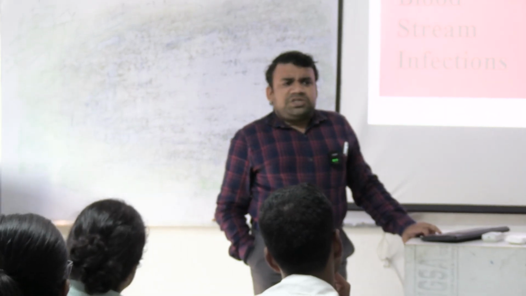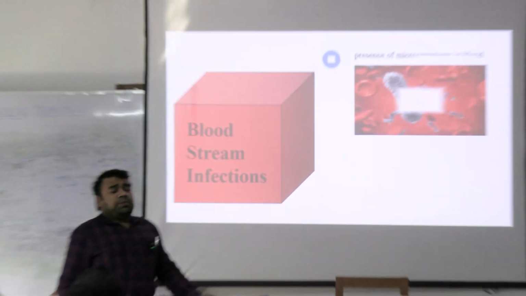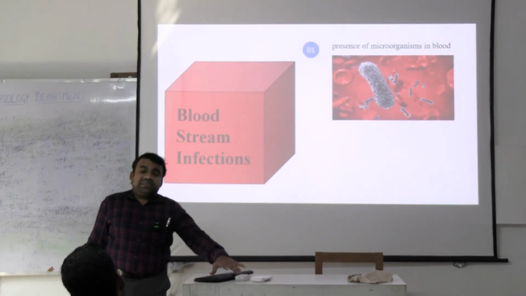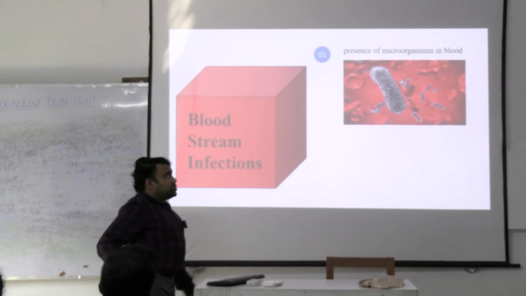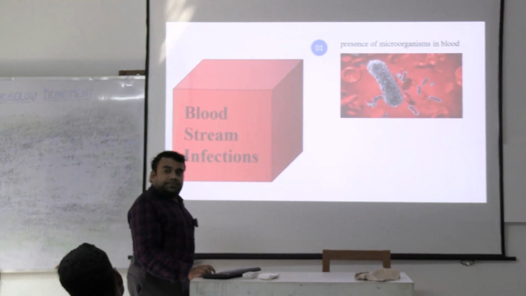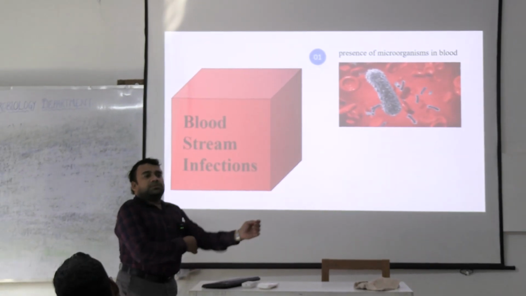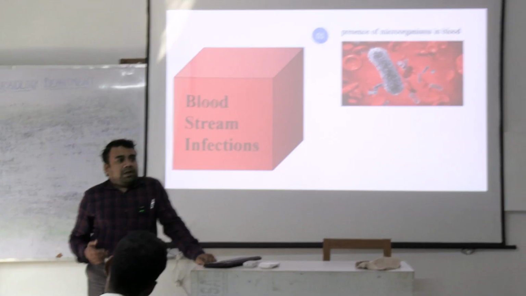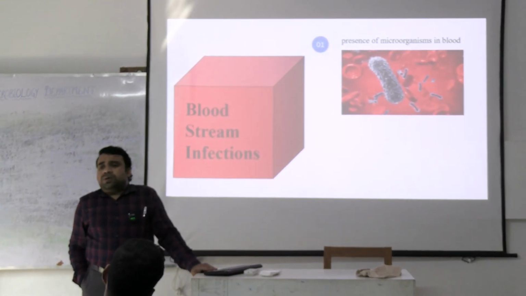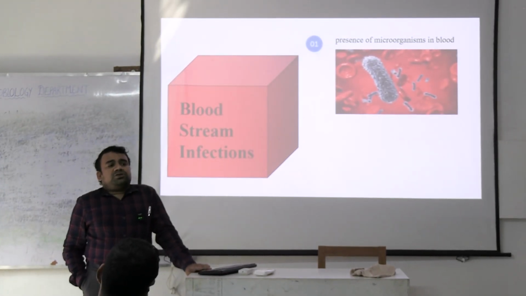When we say bloodstream infections, what do we mean? The first thing is, infection means there must be a positive pathogen. That pathogen must be present in the blood. What is blood present in? It is present in the vessels. So anywhere in the blood or the vessels, if the pathogen is present, that should be the first criterion.